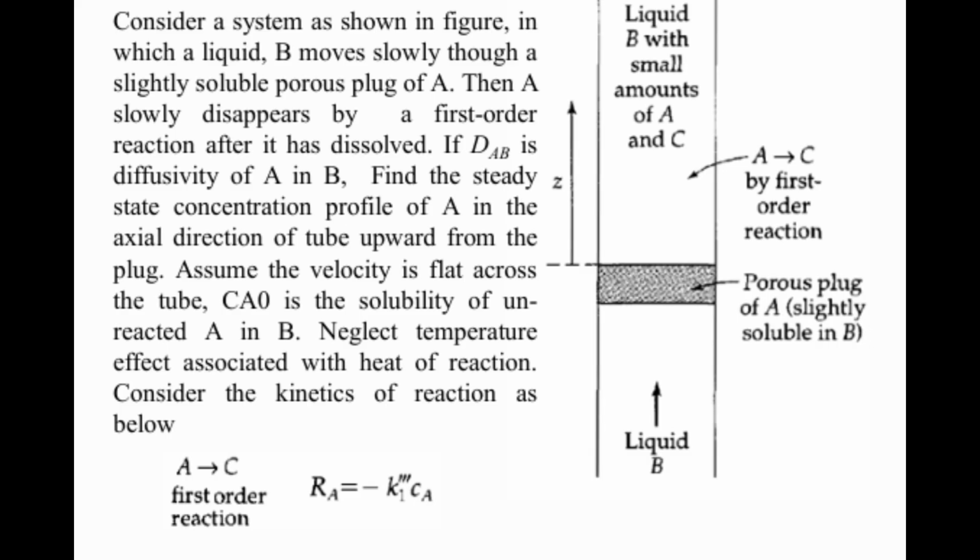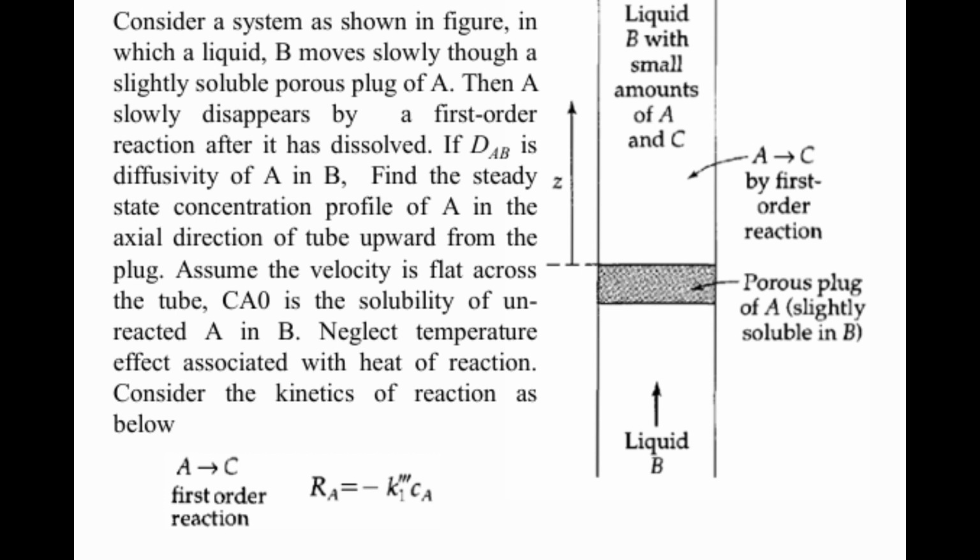We'll now see the question shown on your screen. Consider a system as shown in the figure, in which a liquid B moves slowly through a slightly soluble porous plug of A. Then A slowly disappears by a first order reaction after it has dissolved. If DAB is the diffusivity of A in B, find the steady state concentration profile of A in the axial direction of tube upward from the plug.